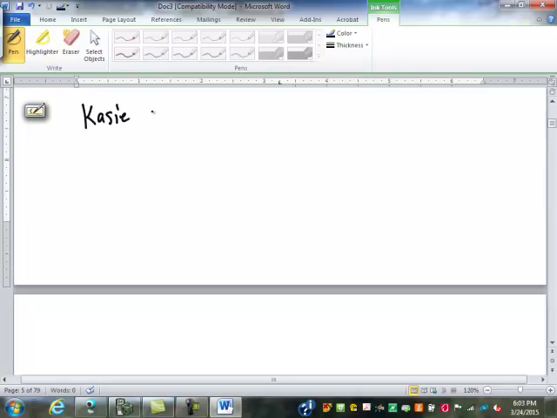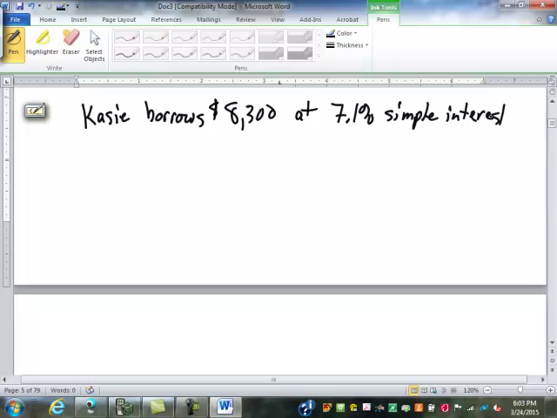Let's say that Cassie borrows $8,300 at 7.1% simple interest. I'm going to stop writing simple interest in these problems now just because we're going to assume it's simple interest for the rest of the day. 7.1% simple interest for 110 days. Find the amount repaid.